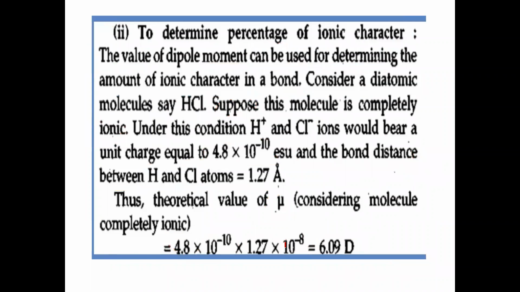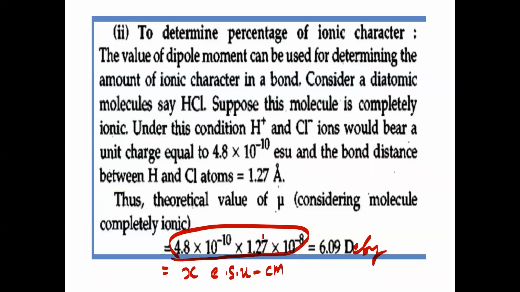Now check it here. Suppose we are getting this value, x esu centimeters. This should be converted into what now? Debye. We have to convert into Debye units. We know that 10 power minus 18 esu centimeters is equal to 1 Debye.